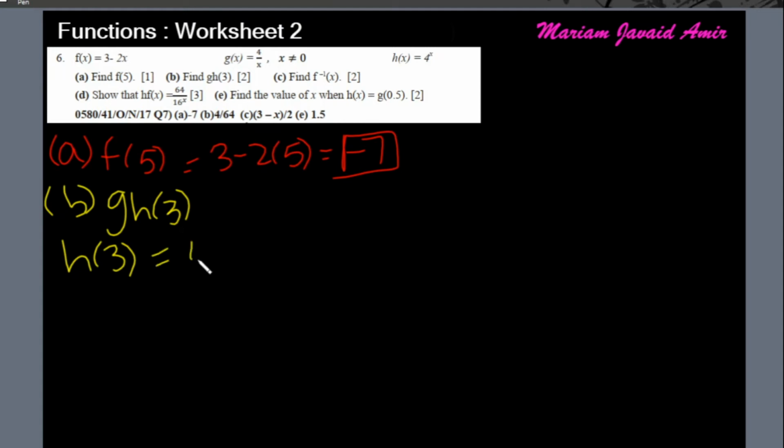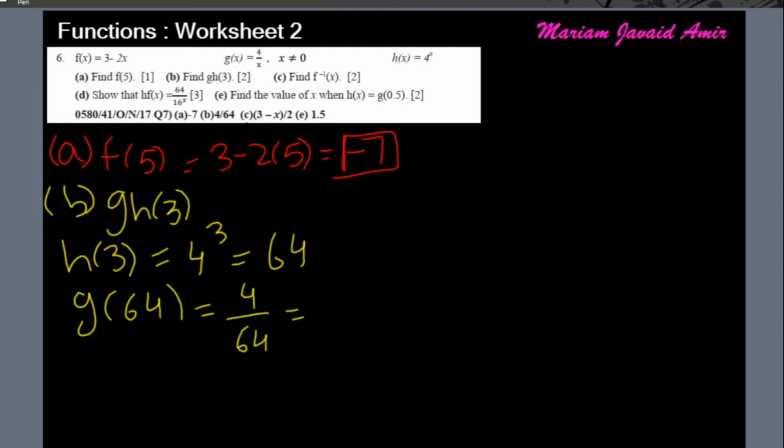So in the function h(x), replace x with 3. 4 power 3 is 64. Then we'll write g of 64. So in the function g(x), replace x with 64 and we get 4 over 64. We may simplify it and write 1 over 16. Okay.